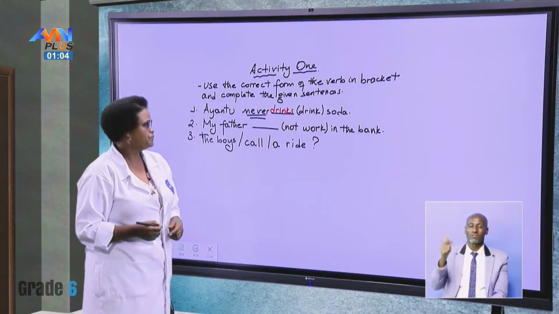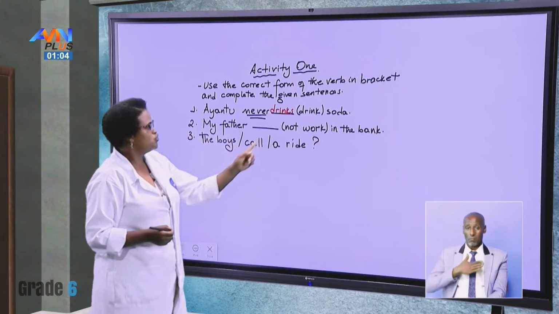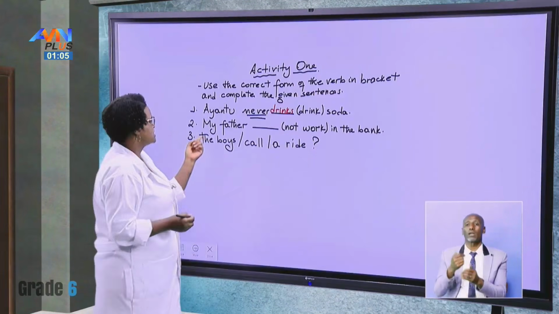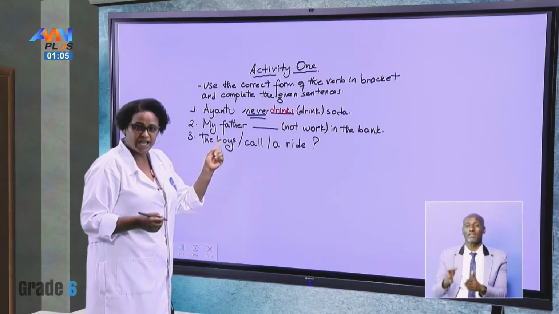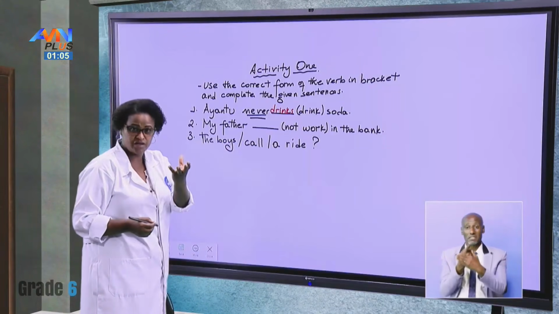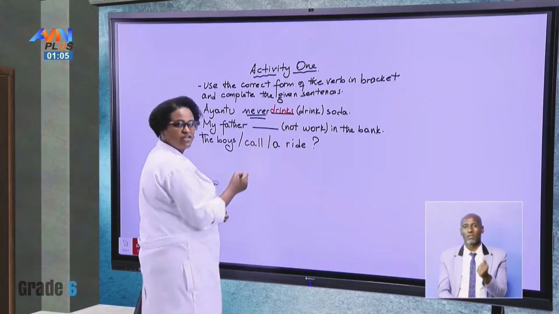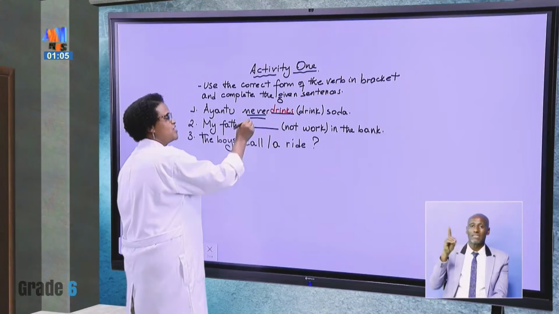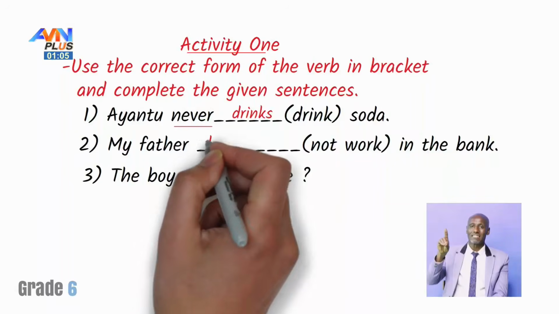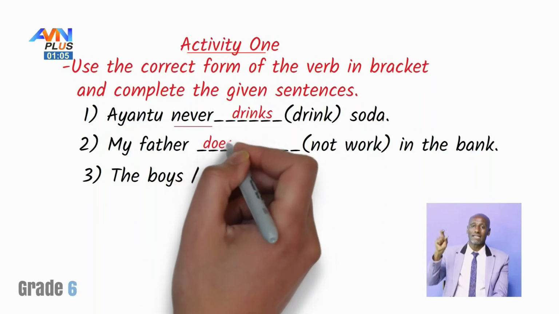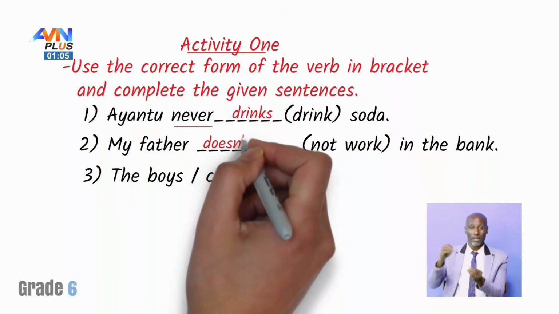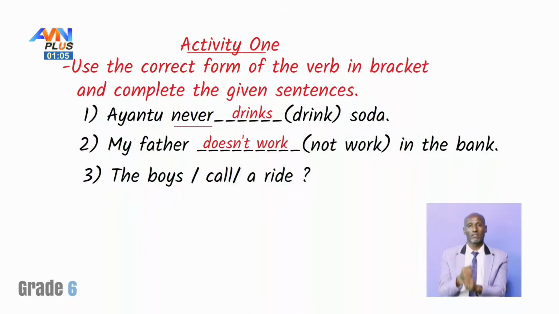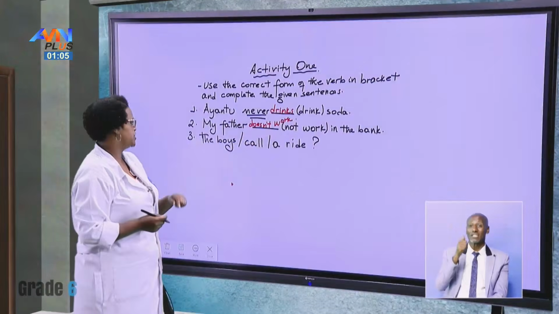The second one. My father not work in the bank. Okay? Our subject is what? My father. Again, third person singular, which is he, right? So, how do we make it negative? Do not? No. We say what? My father does not or doesn't. Since we add es on do, then we simply write what? Work. My father doesn't work in the bank.